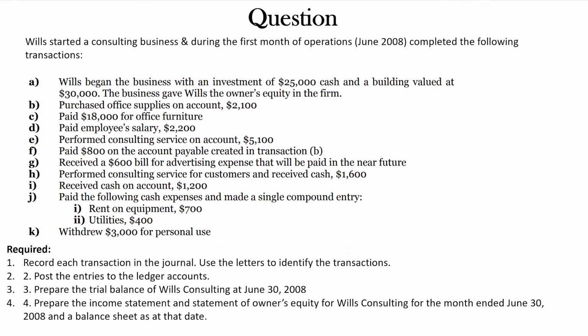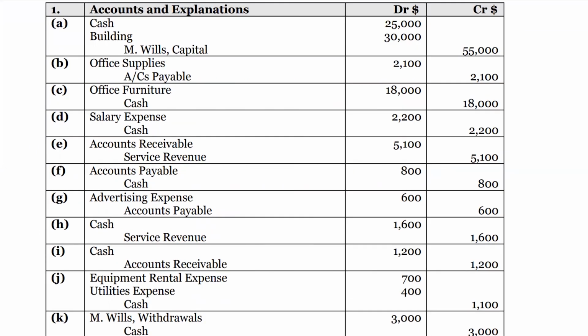So for the last transaction, we withdrew $3,000 for personal use. So here what we're taking from the business, we're taking cash. And cash is an asset. And when our asset reduces, we credit. So we're seeing here where we'll be crediting cash, $3,000. And because it's the owner who took this, we call this withdrawals or drawings, and we'll be debiting that account.